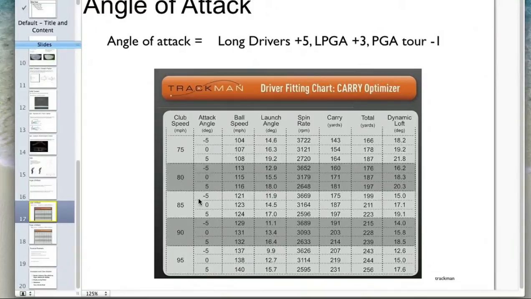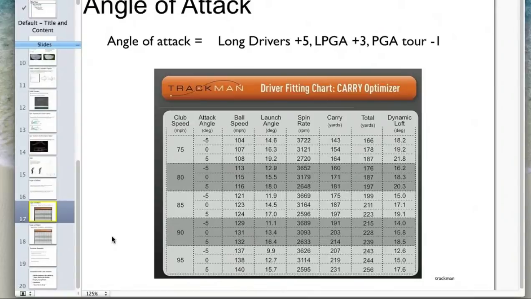So if we take, say, an 80 mile per hour club head speed, we can see the difference between hitting 5 degrees up or 5 degrees down or neutral. So with relatively similar club head speeds, you can see that hitting slightly up on the ball could be as much as 20 yards in carry, or 23 or 21 yards in total distance.